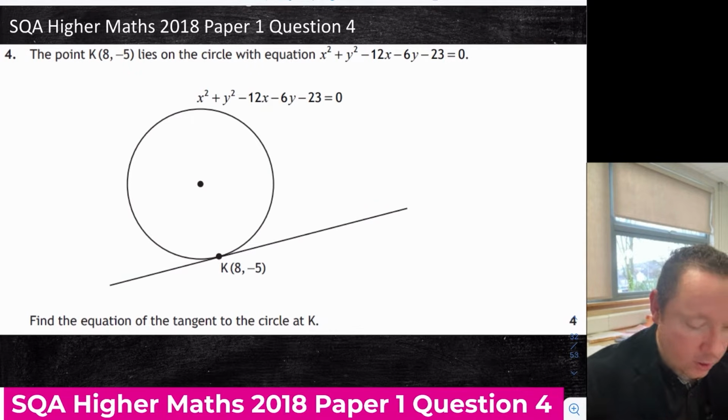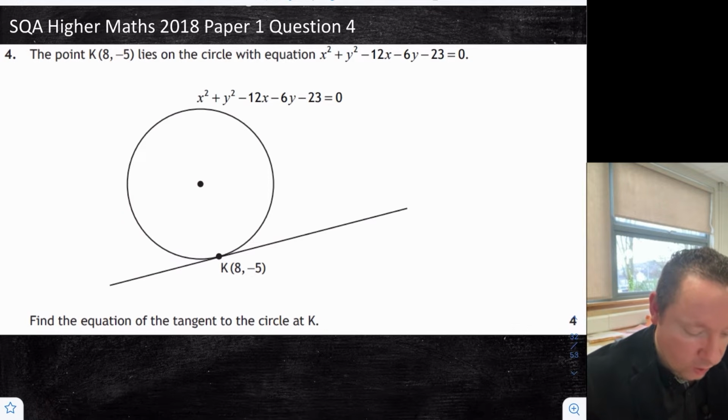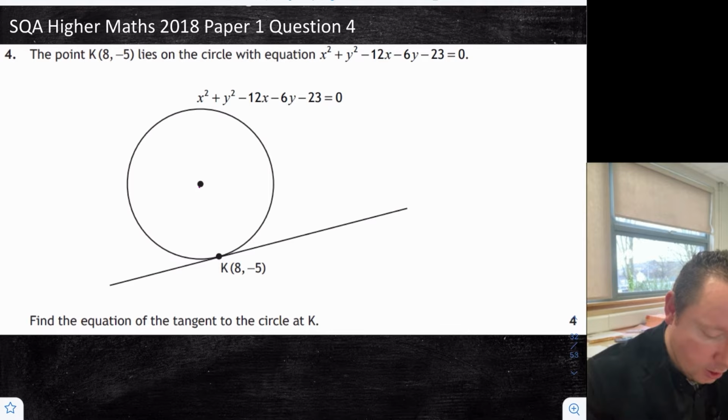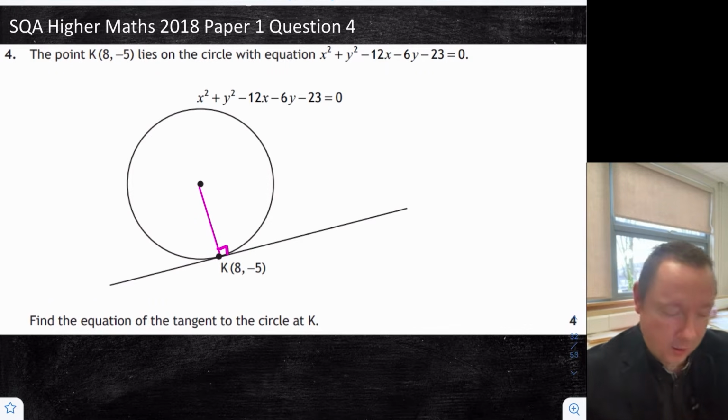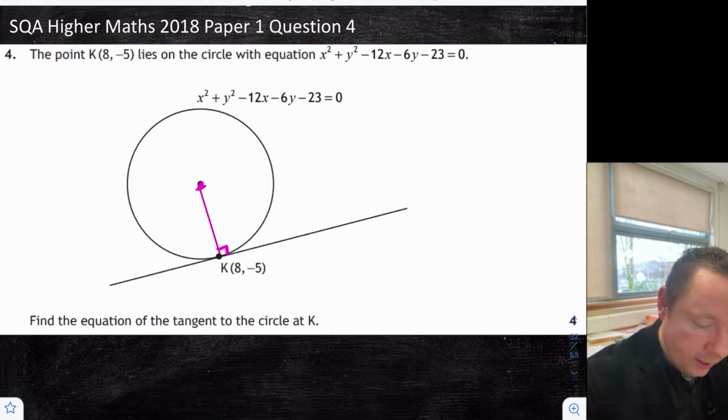SQA Higher Maths 2018, paper 1, question 4. The point K lies on the circle with this equation. Find the equation of the tangent to the circle at K. Tangent meets a radius at right angles. So we need to find the centre of our circle. So we've got it in expanded form.